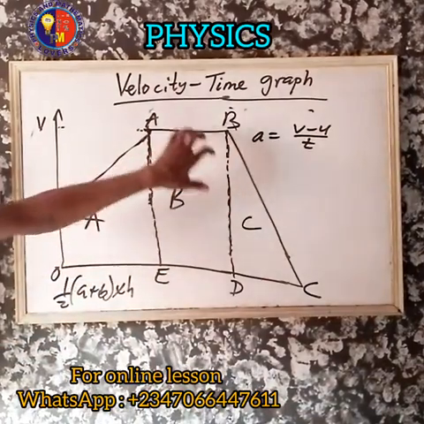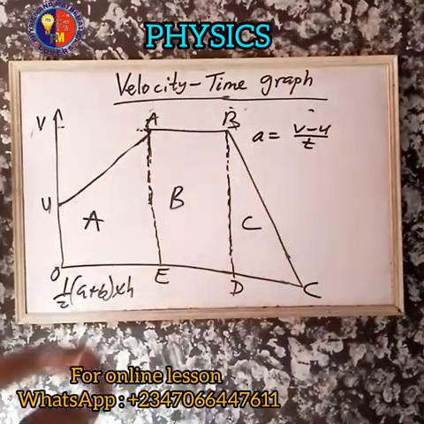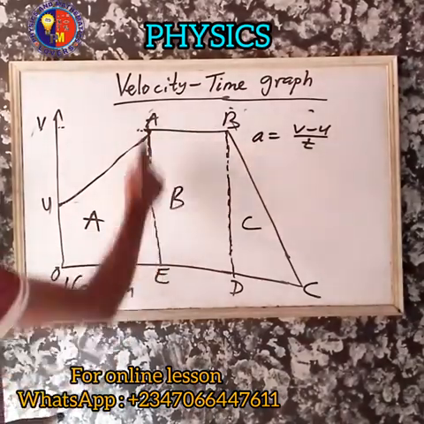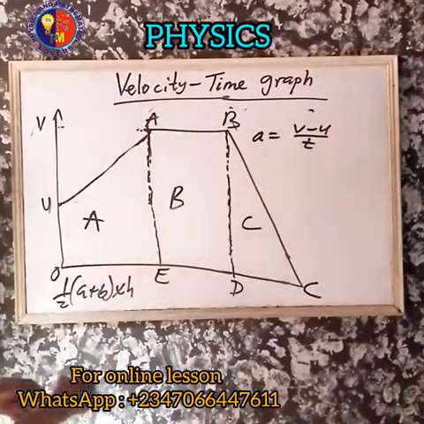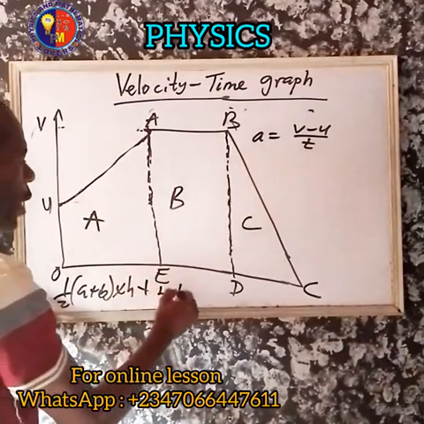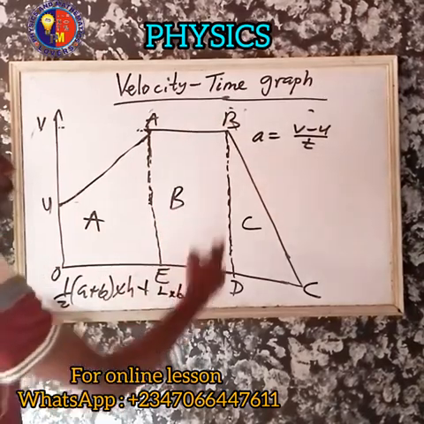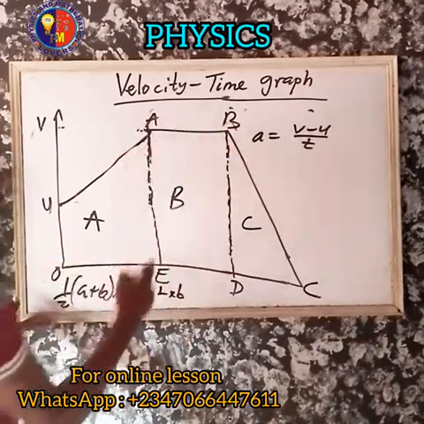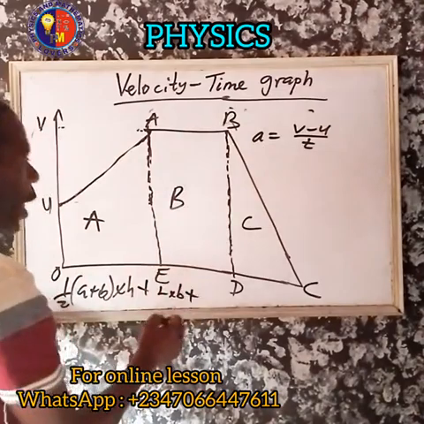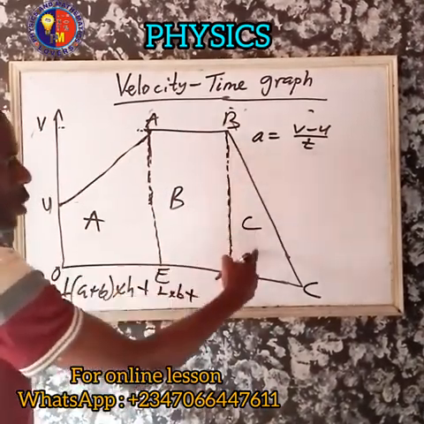Good. Now we already know the area of a rectangle: we have the length times the breadth. That one is easy. Then it will give us plus length times the breadth. What is the length now? AB is the length, and the breadth is BD or AE. Then plus another area, this other shape here, C.